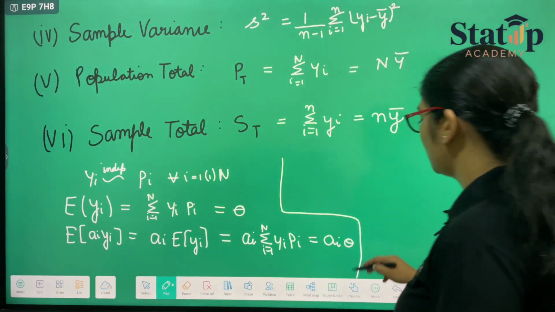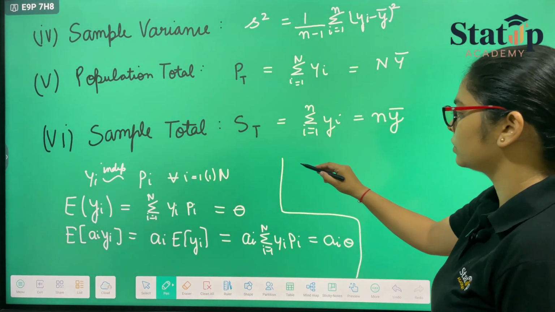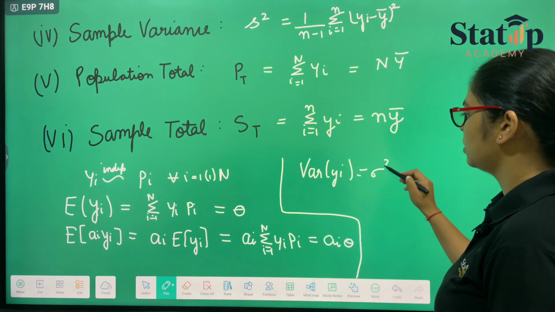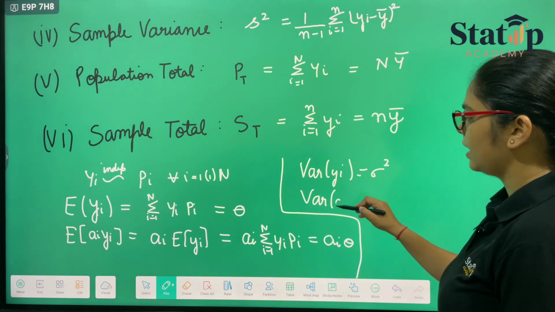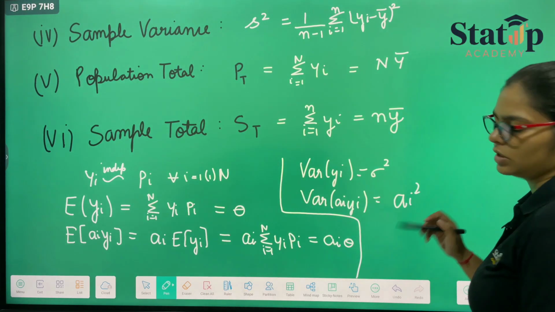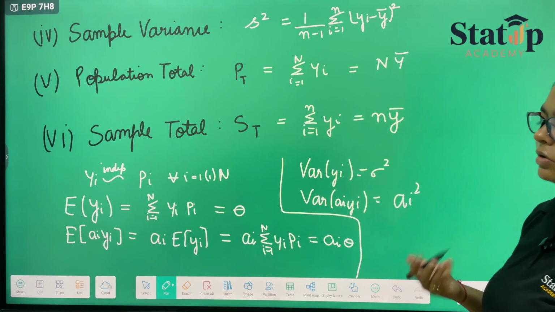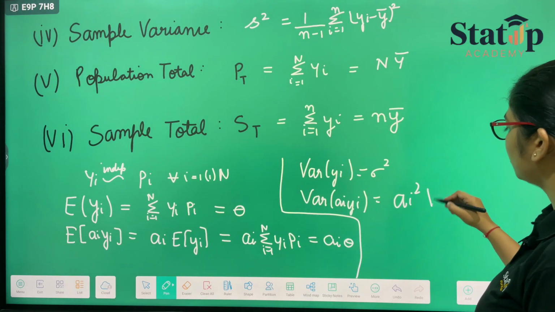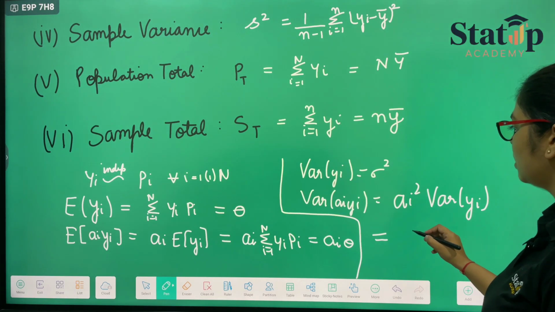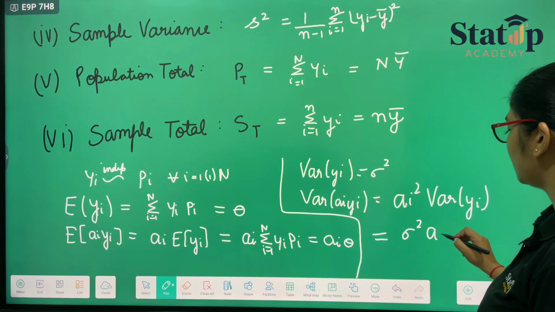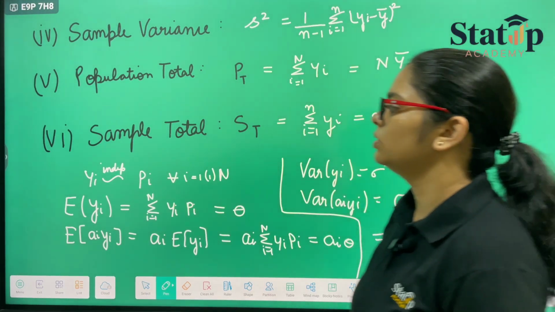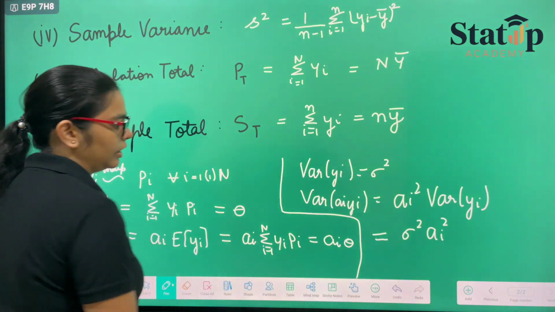And similarly, if we say that the variance of y i is, let us suppose, sigma square, then the variance of a i y i will be nothing but, a i comes out of it because it is a constant, and the square of a i will come out of it because it is variance. So the variance of y i is left, which is nothing but sigma square a i square. So these were the three rules that we will consider before the derivation.